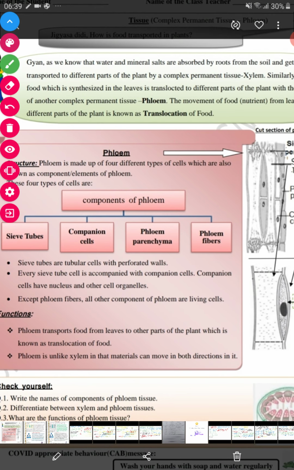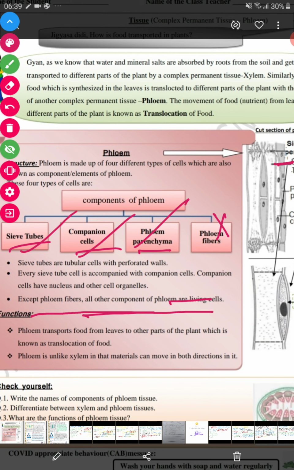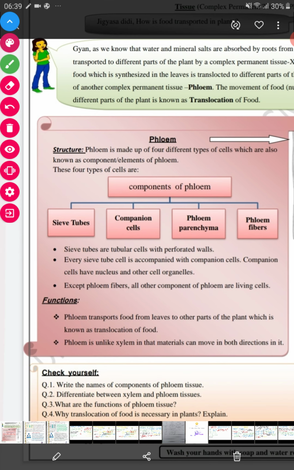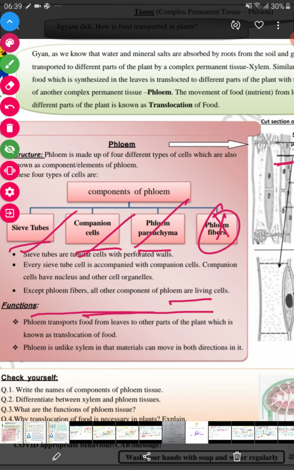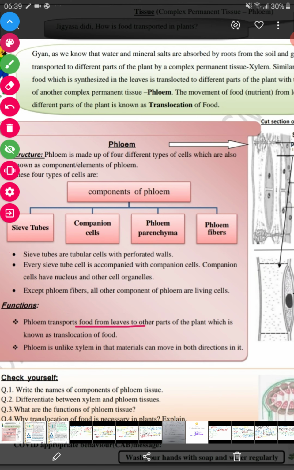Next we have, except phloem fiber, all the components of the phloem are living. Means phloem fiber is not a living cell. These three are living. So except phloem fiber, all the components of phloem are living cells. What is the function? Phloem transports food from leaves to the other parts of the plant, which is known as translocation, which we have already discussed.